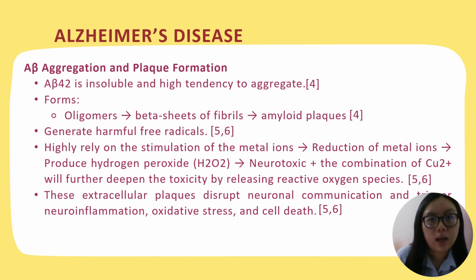Amyloidogenic pathways and amyloid beta aggregations highly rely on the stimulation of metal ions, and this process will produce hydrogen peroxide as a result of reduction of metal ions. For example, the combination of copper-2 ion will further deepen the toxicity by releasing reactive oxygen species.